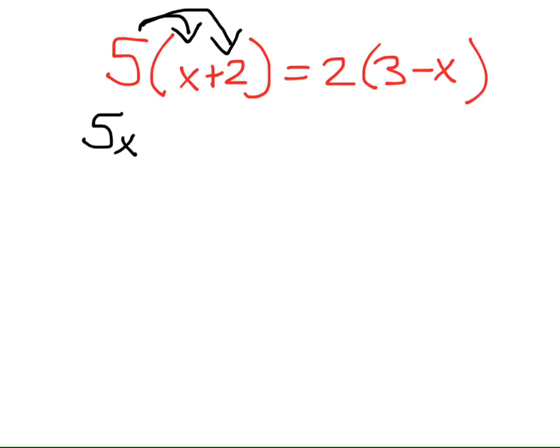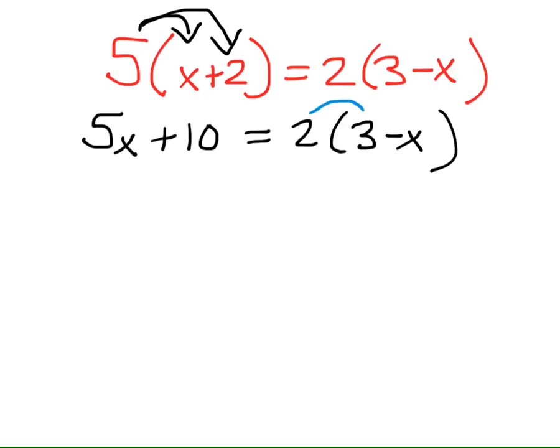5 times x is 5x, and 5 times 2 is 10. Let's just say that's the only step I did right here. I'm going to rewrite everything else just like it is. So that's made it a little simpler. What would be the next step to probably simplifying this? Yeah, I would distribute that too also, because you're multiplying it. So I'd distribute that too. The left side stayed the same.